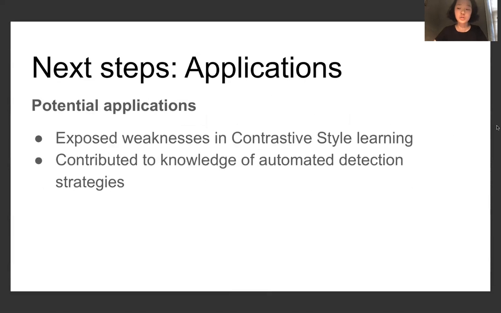Some potential applications, sadly, are somewhat limited because my project didn't work as I intended, but it is good that my project showed weaknesses in contrastive style learning, as well as ways in which maybe it's not good to detect adversarial examples. Things that don't work are also very important in the machine learning community. So those would be the potential applications: knowing what doesn't work in terms of solving this problem.